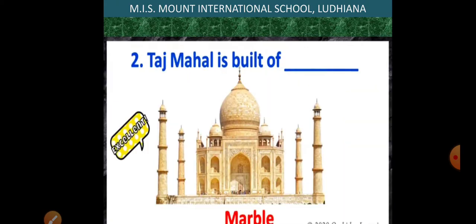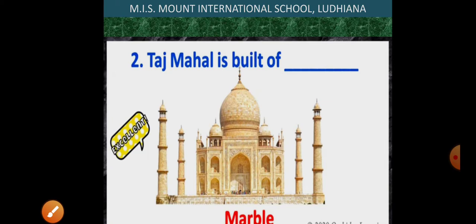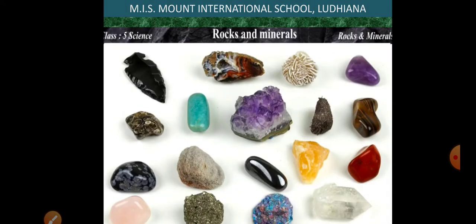Now look at this one. Which monument is this? Yes, Taj Mahal, which is there in Agra. Now student, it is made up of marble. Excellent. It is made up of marble. So in this way, students, rocks and minerals are used for various purposes and they are present in a lot of varieties around us.